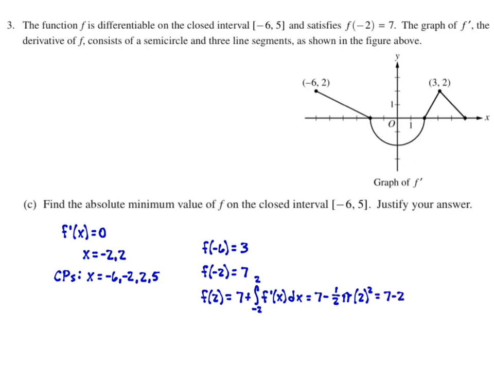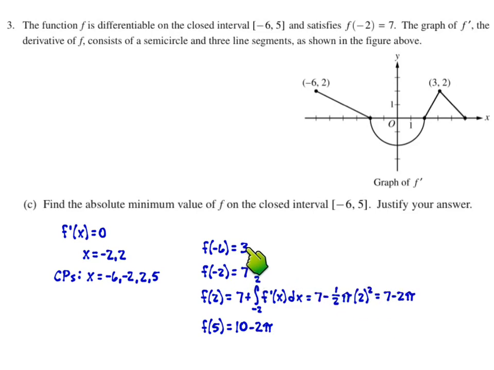And then we can simplify that to be 7 minus 2 pi. And then f of 5, we already did that work in part A. We got 10 minus 2 pi. So the question is, what is the absolute minimum? So out of these 4 candidates, the lowest value, 10 minus 2 pi and 7 minus 2 pi, obviously 7 minus 2 pi is smaller.